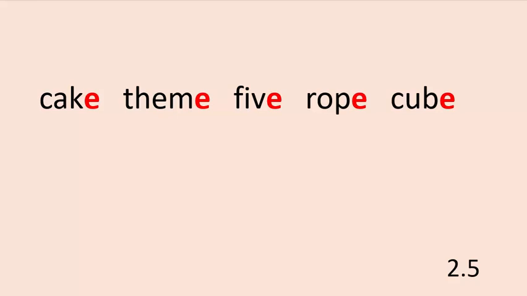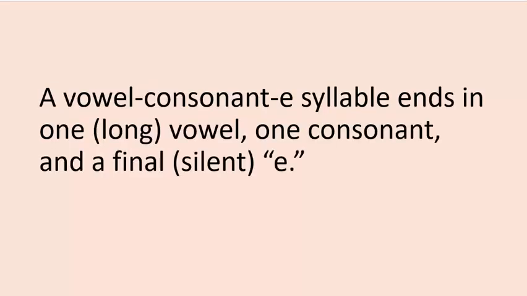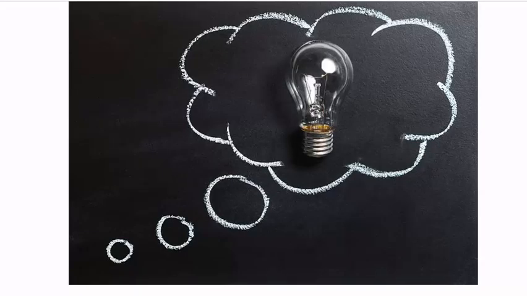What comes between the vowel and the final E in each word? One consonant. When the words are read aloud, what happens to the final E? Cake, theme, five, rope, cube. The E in the final position is silent. The vowels are pronounced with their long sounds. A vowel consonant E syllable ends in one long vowel, one consonant, and a final silent E. Pause for a moment. What examples can you generate?